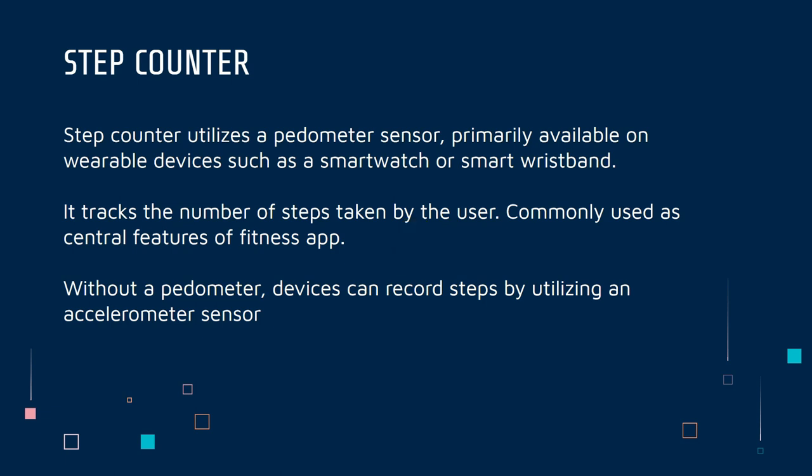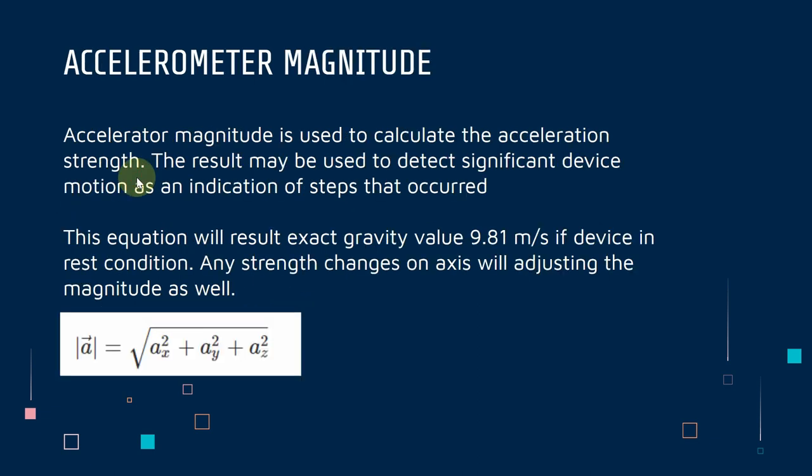Okay, so without a pedometer, can we track the steps of the users? Of course you can, by using the accelerometer sensor. We can track the user's steps by inspecting the changes of the accelerometer on certain axes, which I'm going to show you after this. So we can track changes of the accelerometer, and then relate that to the user's steps. So let's take a look at the concept here. By calculating the accelerometer magnitude, which is the strength of acceleration, the result may be used to detect significant device motions, and that means indications that steps occurred.